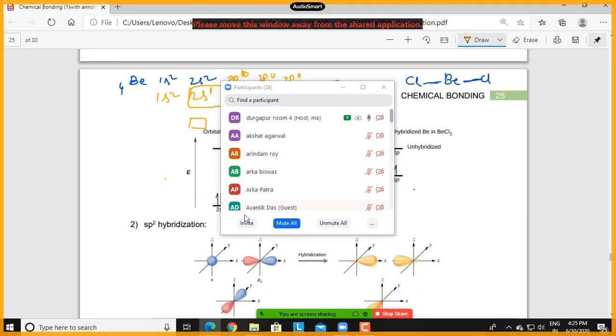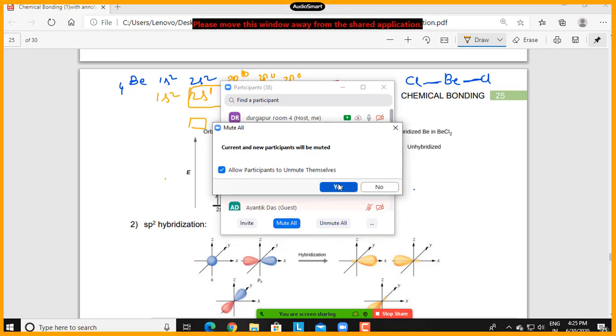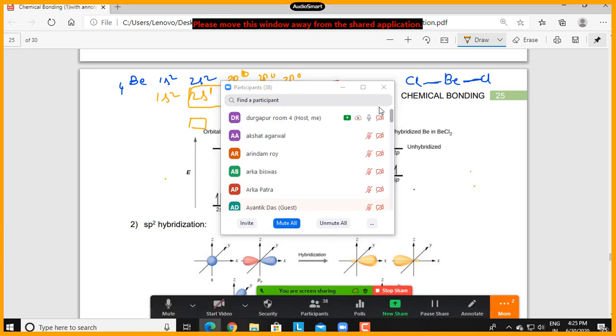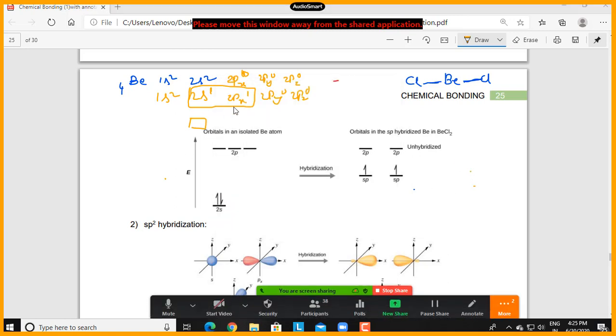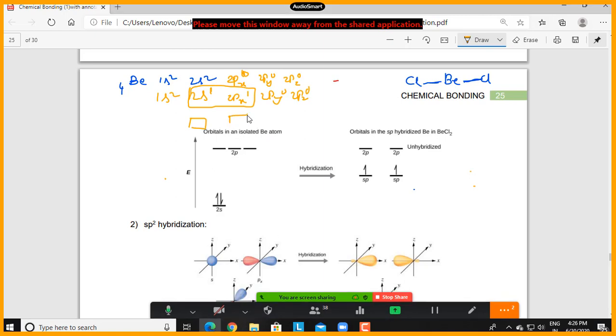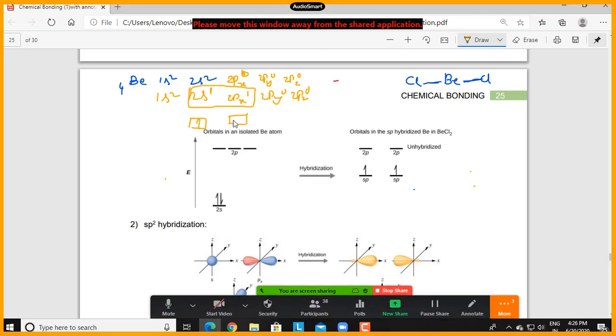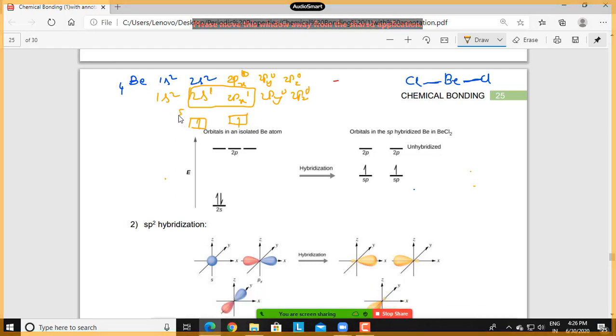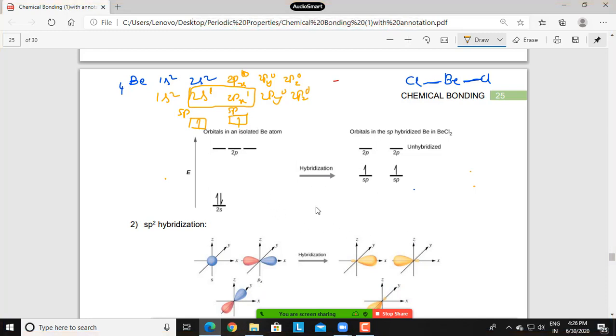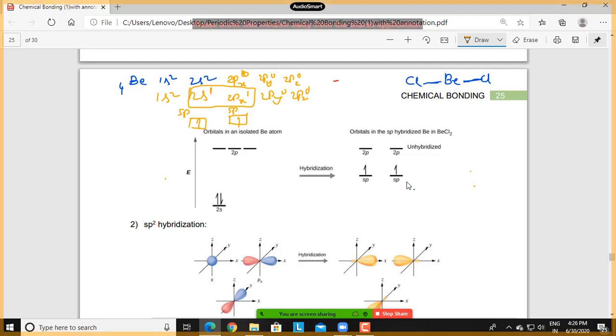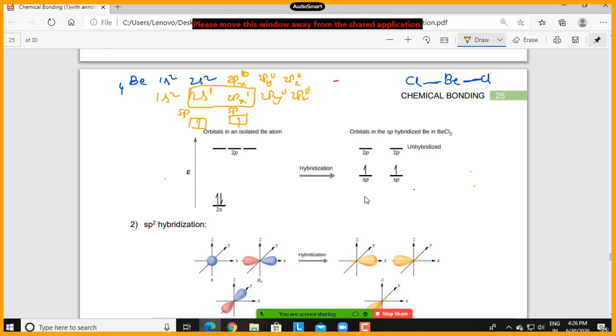So it will form hybrid orbitals, but there will be 2 hybrid orbitals, sp and sp. So you will get sp hybrid orbitals, sp and sp. That is shown. So after hybridization, the electron jumps here, then you will have sp-sp. So once the sp-sp hybrid orbitals are formed, you can show it like this.